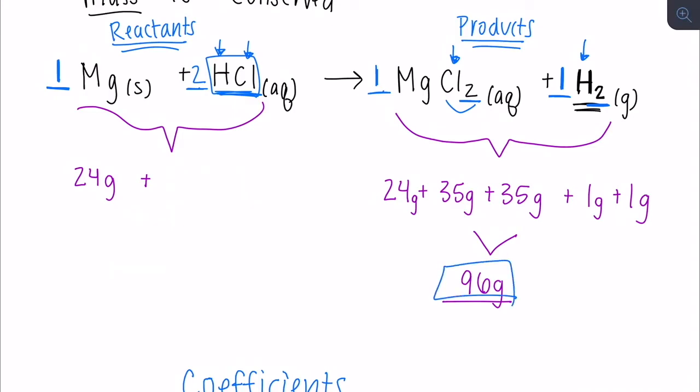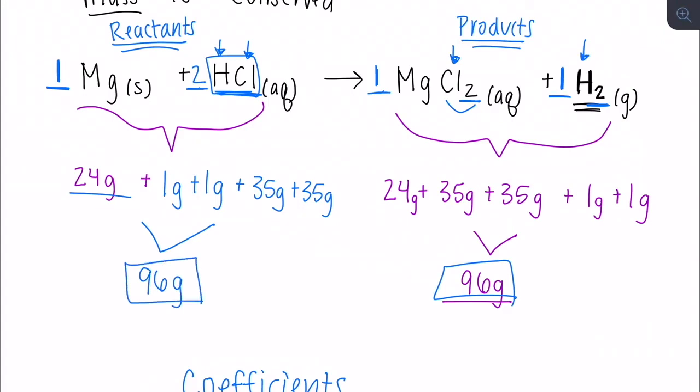So I still only have one magnesium, so 24. But now I have 2 HCl molecules, meaning I have 2 hydrogens. So that's 2 grams total. And I have 2 chlorines, 35 and 35. Have to account for both of them. Now when I add them all together, I do get 96 grams. And my mass is conserved. From one side to the other, from reactants to products, all of the mass has been accounted for.